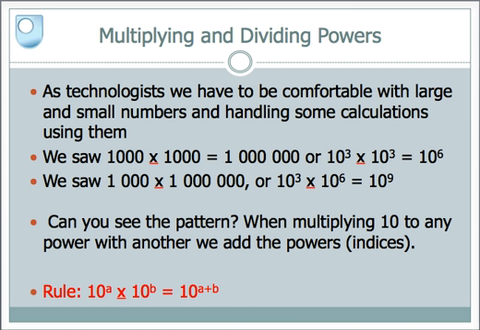When we multiply by 10, we add 1 to the power. When we multiply two numbers together, which are basically two lots of 10s, we just simply add the indices, the powers together. So 3 plus 3 is 6, 3 plus 6 is 9. There's a rule. 10 to the power of A multiplied by 10 to the power of B gives me an answer of 10 to the power of A plus B. We just simply add them together.